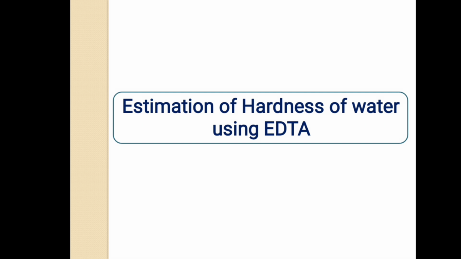The next topic is estimation of hardness of water using EDTA. The EDTA method is used to determine the hardness of sample water. EDTA refers to the disodium salt of ethylene diamine tetraacetic acid.